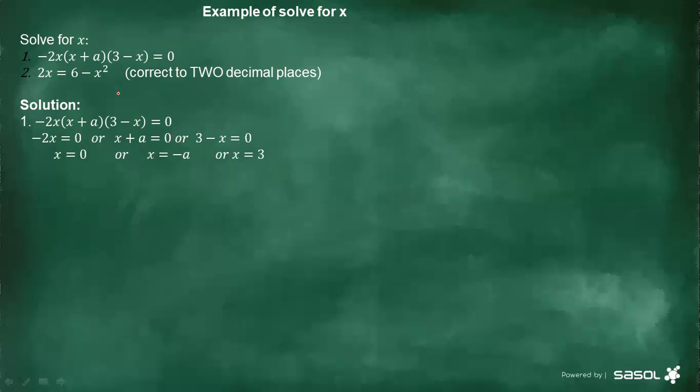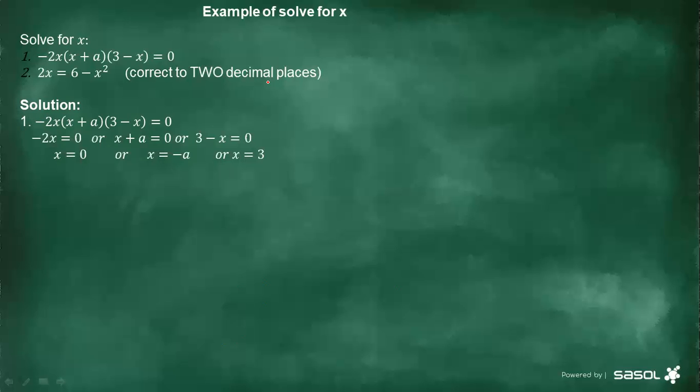And then number 2: 2x minus 6 minus x squared, correct to 2 decimal places. Now, this question you'll normally find during exams, where you have to solve the value of x. So if you come across a question that has an instruction next to it saying correct to 2 decimal places, you must know that you are going to be dealing with the quadratic formula, because this quadratic does not have factors, so you have to use the quadratic formula.